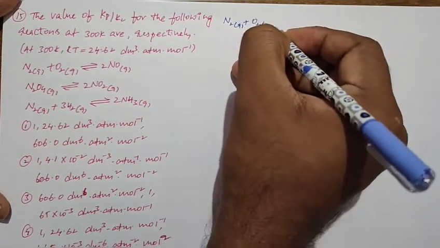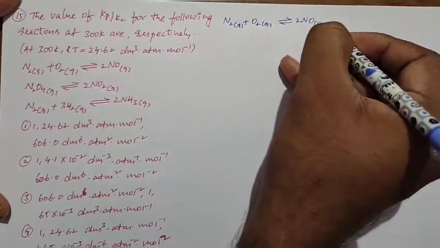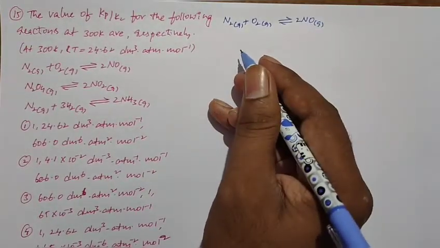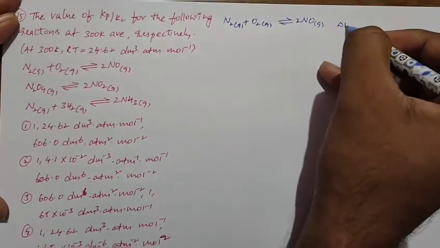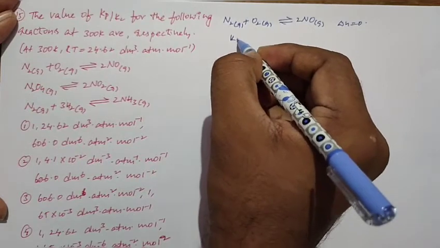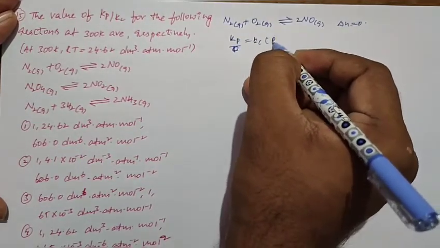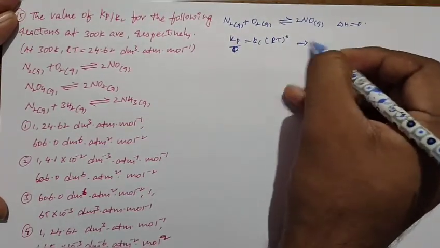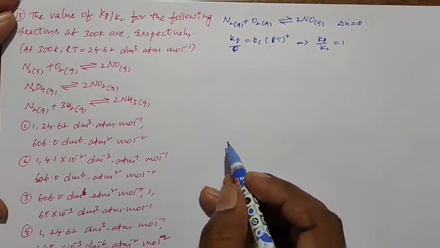N2 plus O2 gives rise to 2NO. For this reaction, delta n is equal to 0. So when delta n is equal to 0, Kp is equal to Kc into RT power 0. Then Kp by Kc is equal to 1, since anything power 0 is equal to 1.